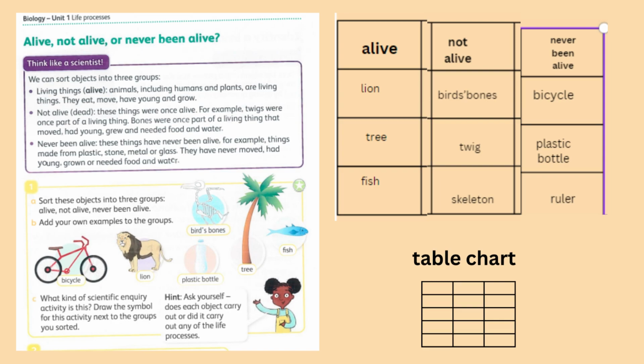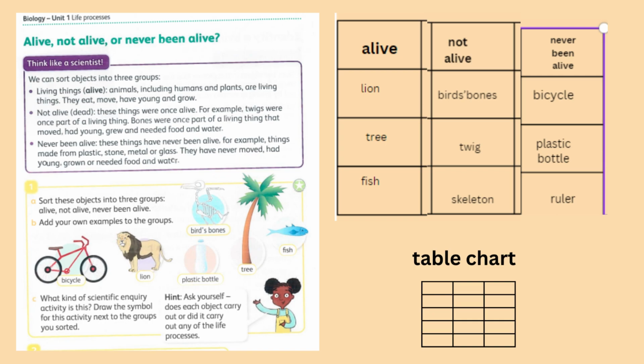second category. You can say things can be sorted into three groups. So one is alive, the second one is dead, and the third one is never been alive. These things have never been alive. For example, things made from plastic, stone, metal, or glass. They have never moved, had young, grown, or needed food and water. So in number one, there is an activity. Sort these objects into three groups: alive, not alive, never been alive.